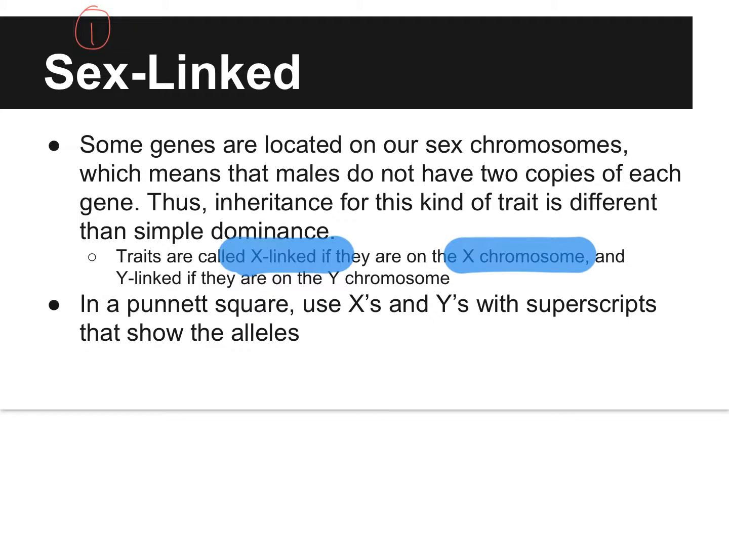And if you look down here, it says we use X's and Y's with superscripts. So basically we're going to be doing what we were doing with our last Punnett squares, but we're just going to add X's and Y's. So if you have a female, you're going to write XX. Male, you're going to write XY, and then you're going to show dominant or recessive alleles after that.